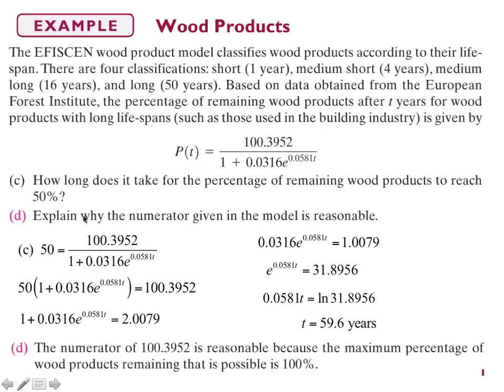And then question D asks you to explain why the numerator in the given model is reasonable. Now the numerator is 100.3952. The maximum percentage of wood products remaining is going to be 100%. So that means that this 100.3952 is a fairly reasonable number. And if you had time equals 0, this whole denominator would just become 1. So we'd have 100.3952 over 1, which would just be about 100%.